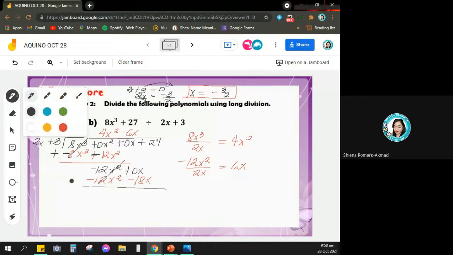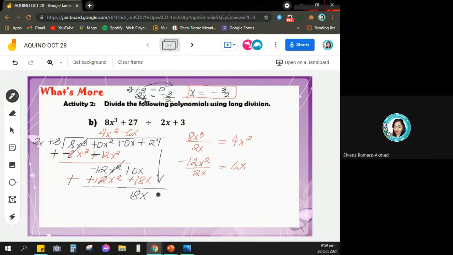So, mag-subtract tayo, right? We will subtract. So, mag-change tayo ng sign from negative magiging positive, negative magiging positive, and then add. So, this will be 0. Ito ay magiging positive 18x. Bring down natin ngayon si 27. So, 18x plus 27.